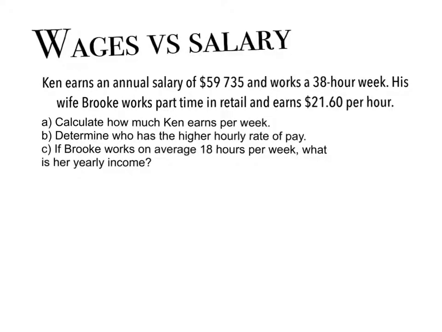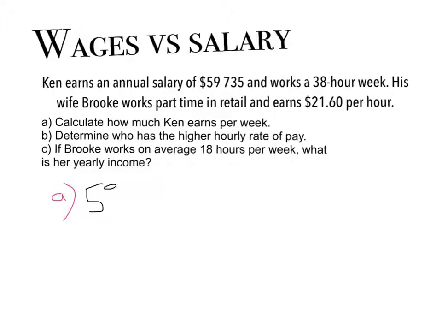Ken earns a salary, an annual one, of $59,735, and he works a 38-hour week. His wife Brooke works part-time in retail and earns $21.60 an hour. Okay, cool. So we've got two people. We've got Ken on a salary, working 38 hours a week, and Brooke working part-time in retail at $21.60 an hour. So, first question, how much does Ken earn a week?